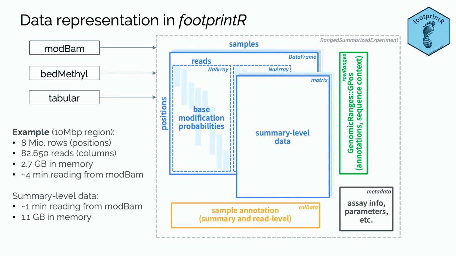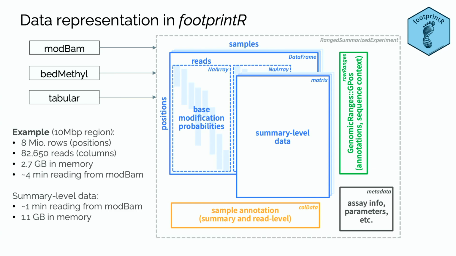In footprintR, we provide a way to read this data straight from the standard output of the Oxford Nanopore base caller. The way we store it internally is using a SummarizedExperiment object, which is what you see here. We have multiple assays. We have summary level assays, which have positions in the rows and samples in the columns, and these can store things like the coverage or the average fraction of methylation across the reads.